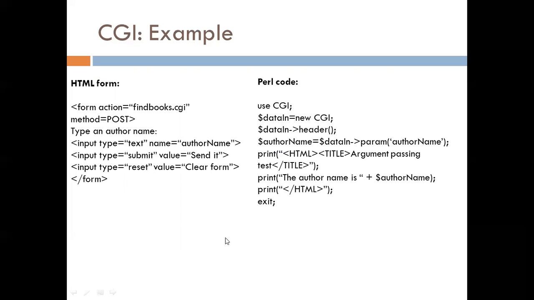Now what happens when this submit button is clicked is that a new page will appear. In that new page, the title of the web page will be argument passing test, and only one sentence will be there in the output, that is author name is whatever we have entered in this particular text box. Exit will terminate the Perl code. So this is an example of CGI programming where we can extract the data that is passed from the HTML page. In this example, we have not interacted with the database.